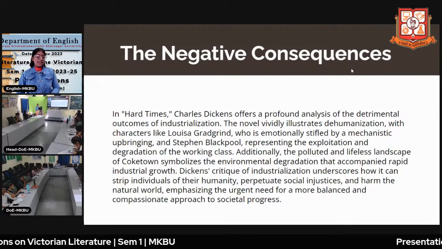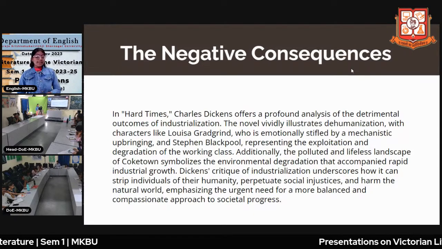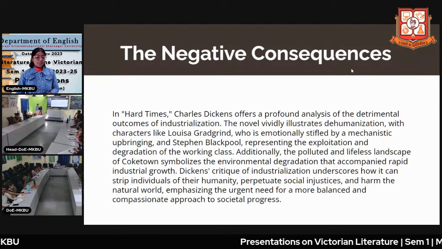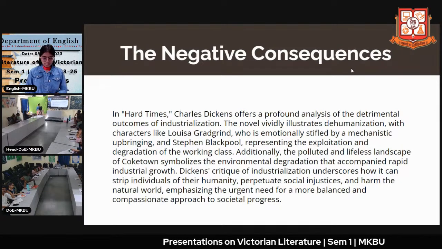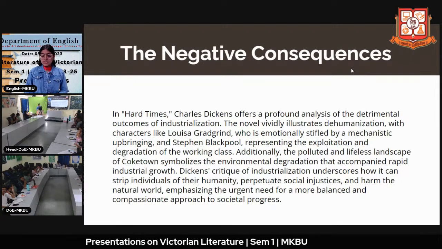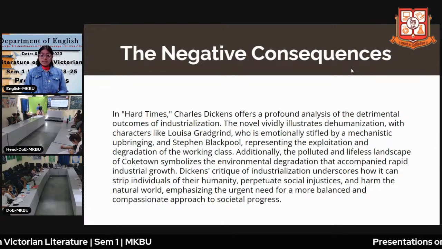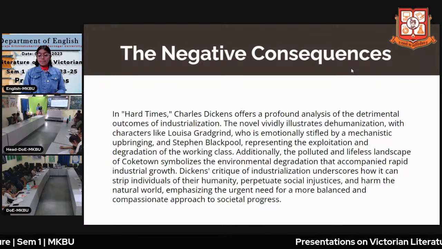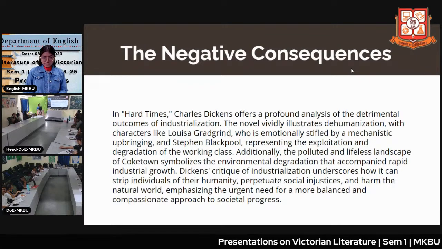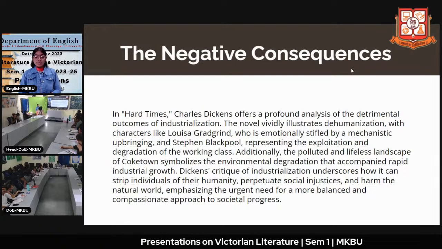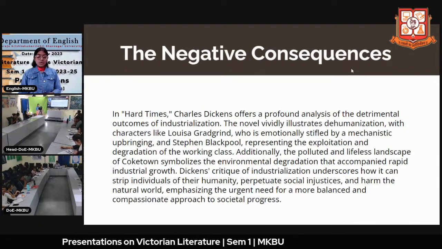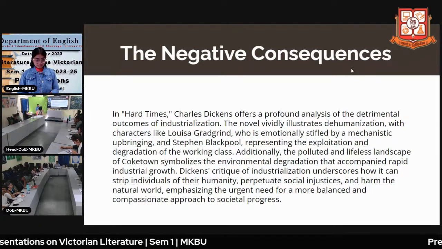The negative consequences. In Hard Times, Charles Dickens offers a profound analysis of the detrimental outcomes of industrialization. The novel vividly illustrates dehumanization with characters like Louisa Gradgrind, who is emotionally stifled by a mechanistic upbringing, and Stephen Blackpool, representing the exploitation and degradation of the working class.